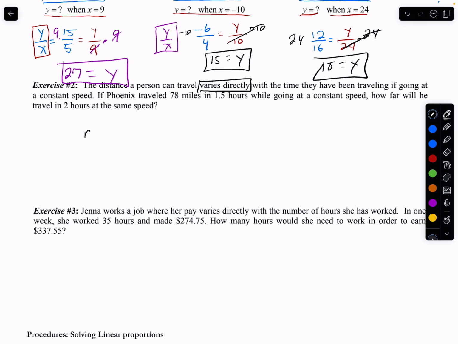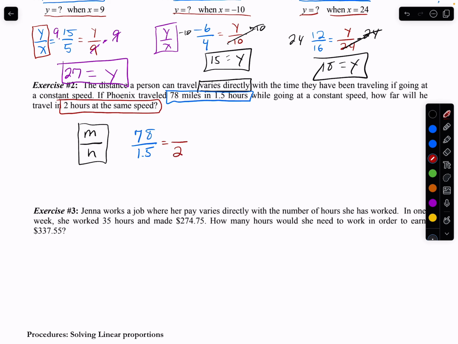So Phoenix traveled 78 miles in 1.5 hours. What we're going to do is put the miles on the top and the hours on the bottom. I recommend doing this when you're first starting to work on this. So I've got 78 miles on the top, and 1.5 hours on the bottom. While traveling at a constant speed, how far will he go when he travels 2 hours at the same speed? Now I've got 2 hours on the bottom, and m, or the distance, or whatever variable you want to use, on the top.